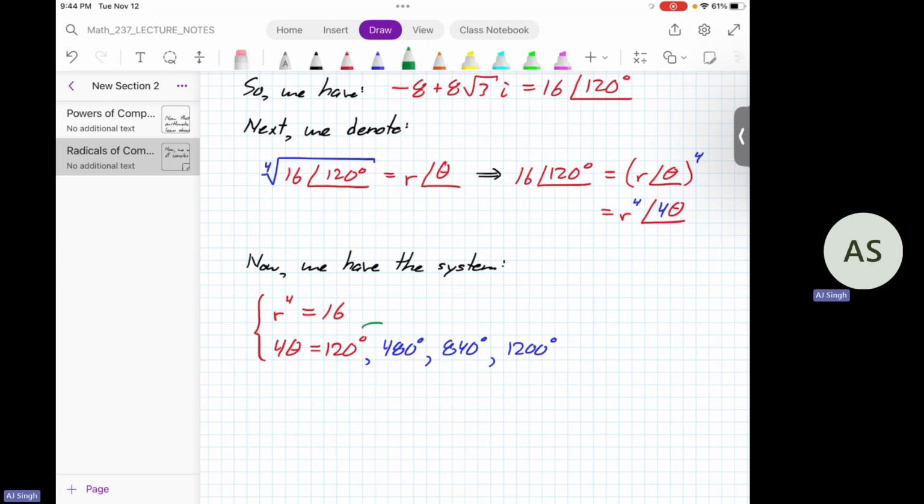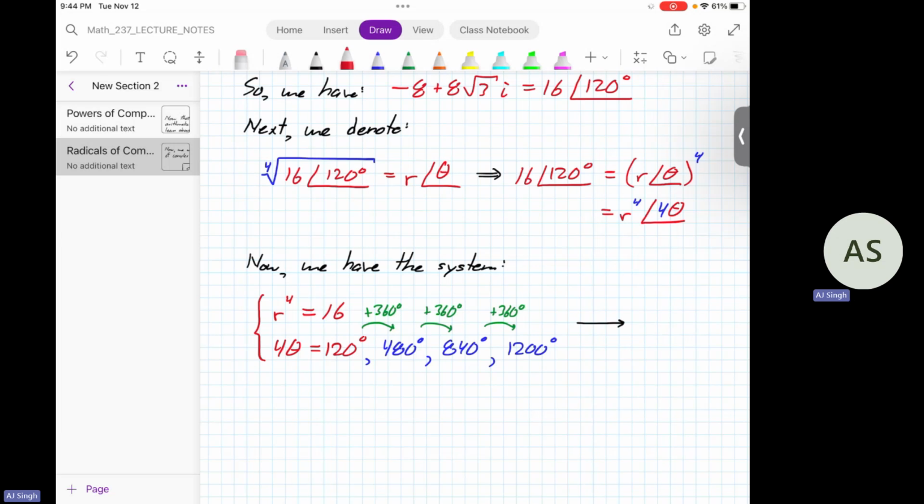Okay, so that's just me adding 360, adding 360, adding 360. And now I have 4 angles. So I can solve for R and theta.